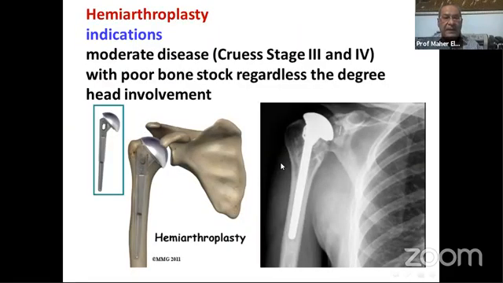The next is hemiarthroplasty indications: moderate disease in stage 3 and 4 with poor bone stock, regardless of the degree of head involvement, like here.